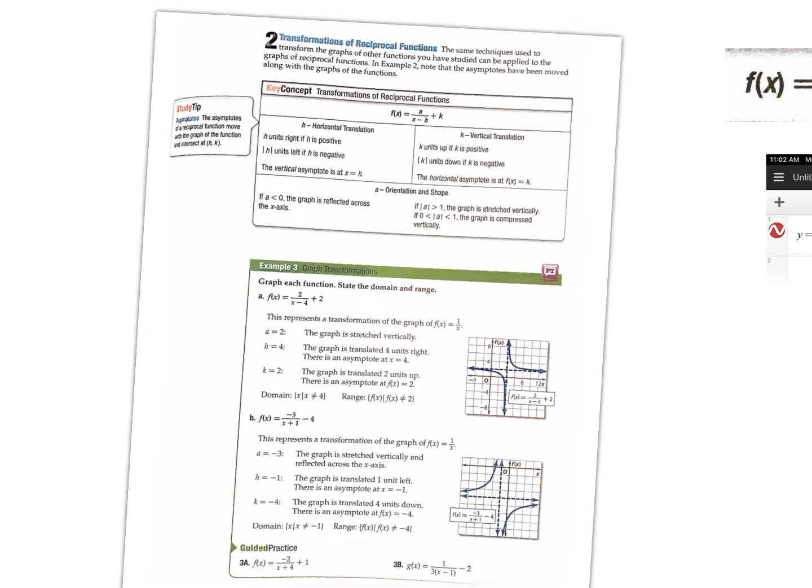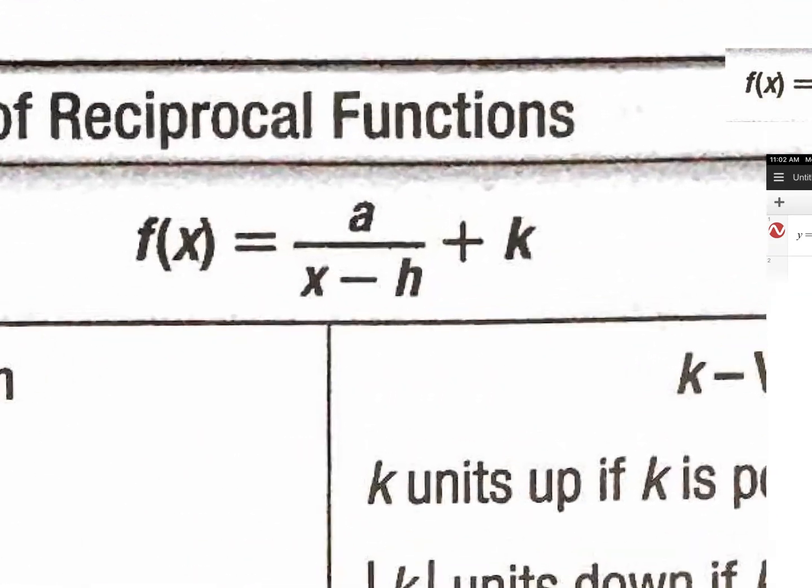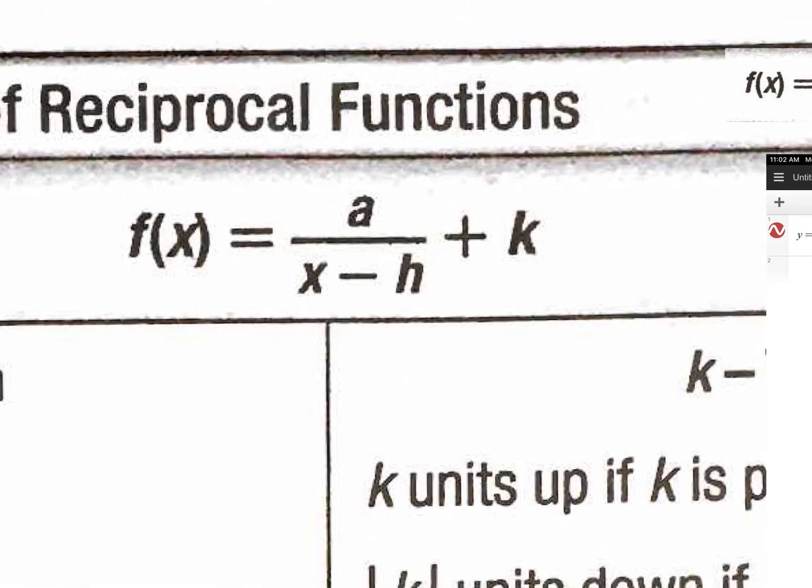Moving on in the book, you will see that they end up with what you guys just wrote down. F of x equals, they put the a as a numerator over x minus h, plus k, right? So just like before on parabolas, a tells you if it gets reflected over the x-axis. H is a left-right shift. K is an up-down shift. Think opposite on h. Take k for what it is. Same exact deal here, okay?